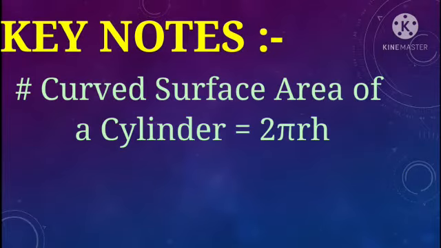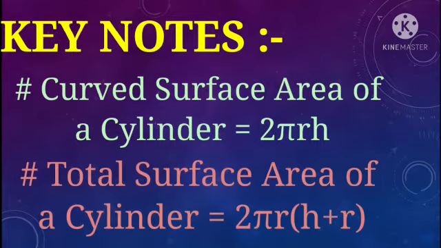Keynotes: curved surface area of a cylinder, the formula is 2 pi r h, and total surface area of a cylinder is equal to 2 pi r into bracket h plus r.